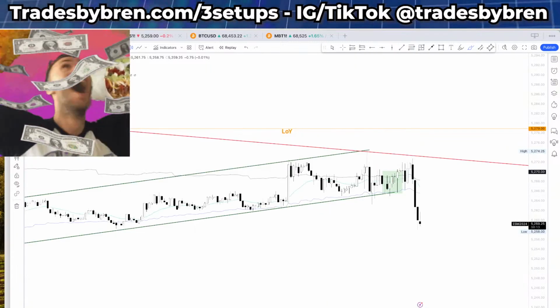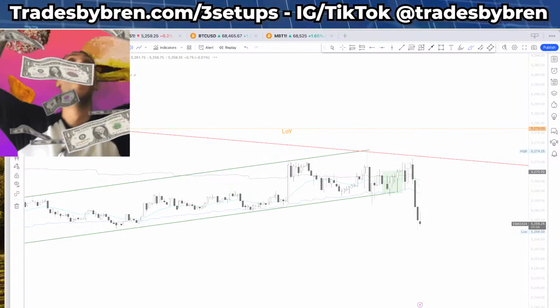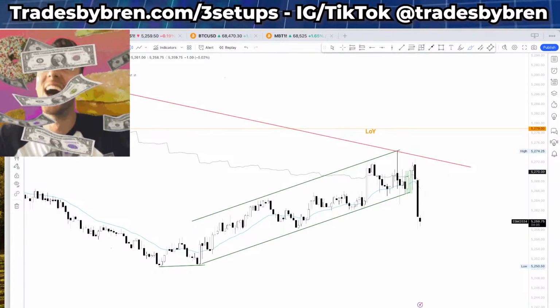Look at the 2-minute chart. 1, 2, 3 consecutive bear bars. Reasonable to expect a little more down here. But I'm going to wait.